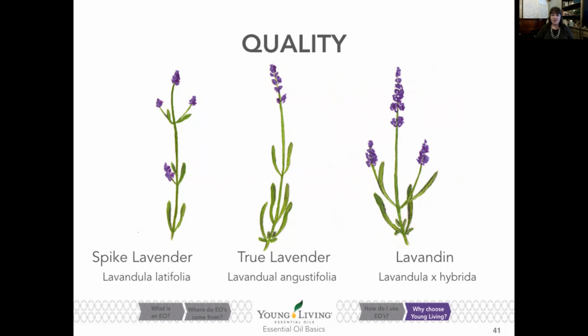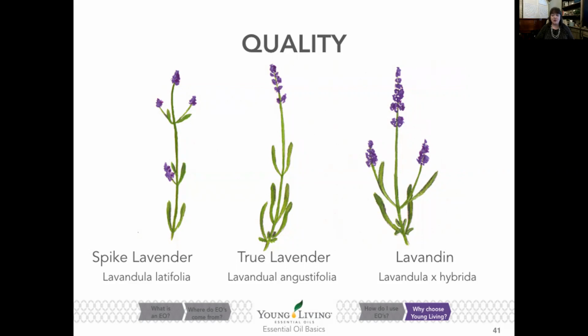Lavandin contains much higher concentrations of camphor, 7 to 18%, a terpene that invalidates its use to soothe burns or skin irritations. Young Living is very particular about the quality of the plants that are used for essential oil production. Even a true lavender grown under certain conditions may have camphor levels that are too high and will not be suitable. All Young Living products meet the highest standard of quality of raw materials.